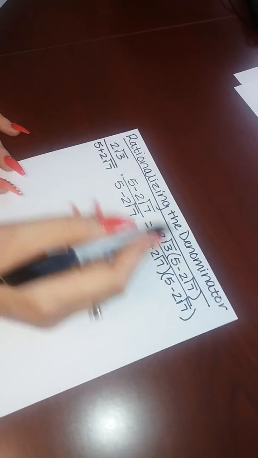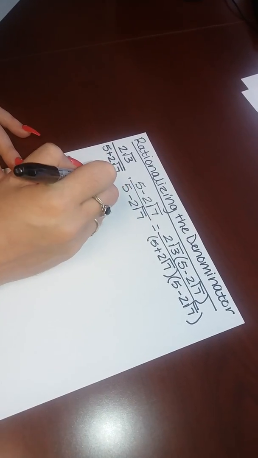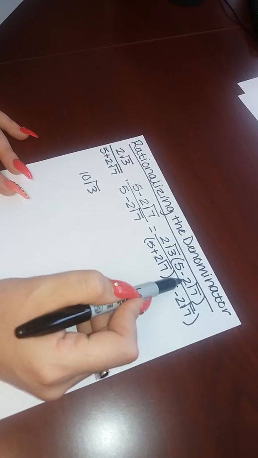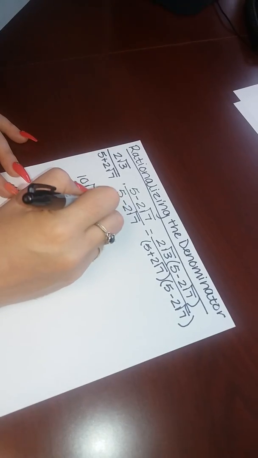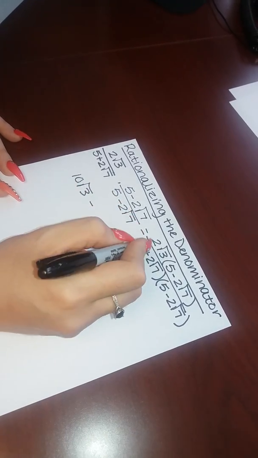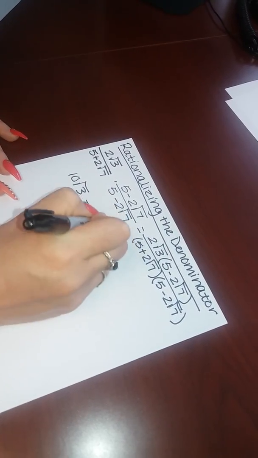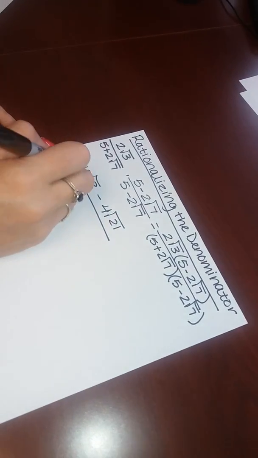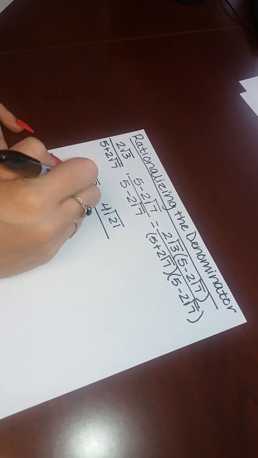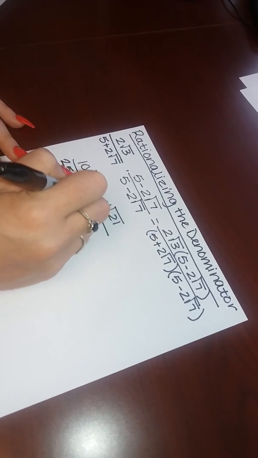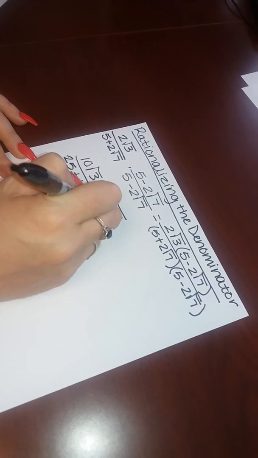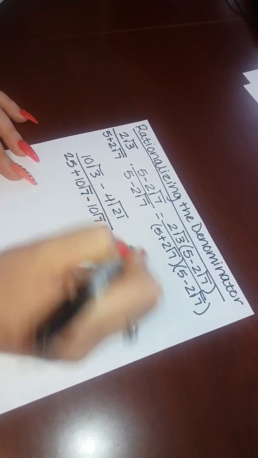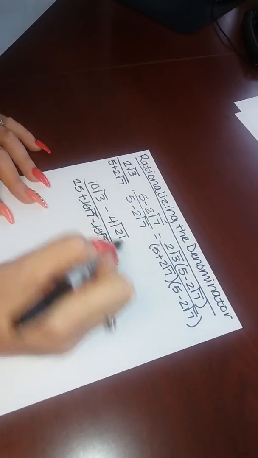So this is going to be 10 radical 3, and the 2 radical 3 times the 2 radical 7 is negative 4 radical 21. And then you end up with the bottom, you have 25 plus 10 radical 7 minus 10 radical 7 plus 28. These two terms cancel again.